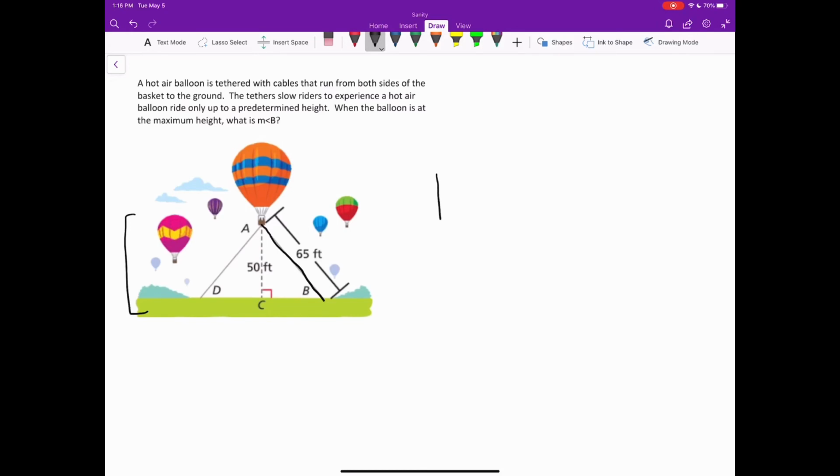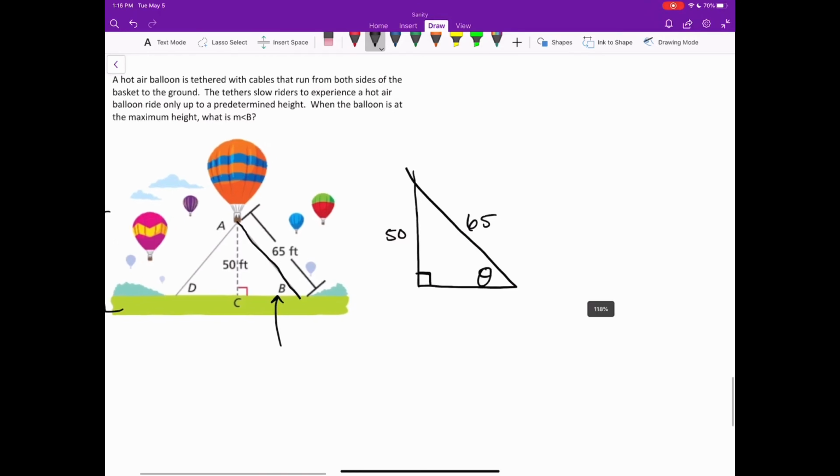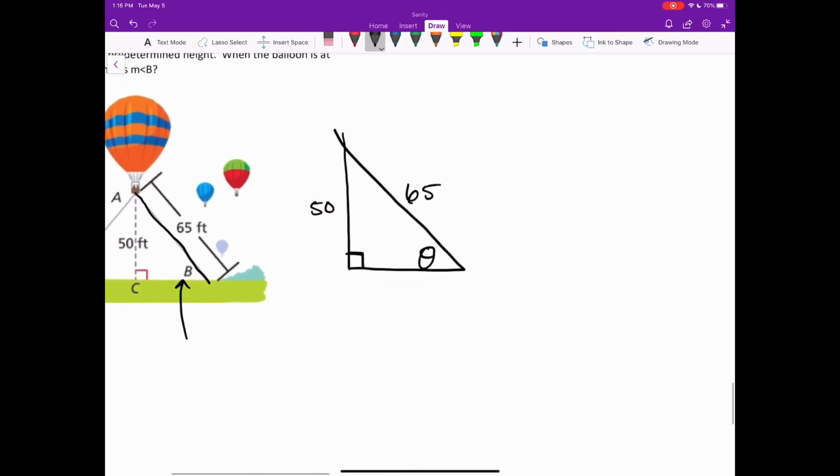I'm just going to bring that triangle out so we can actually see it real quick. And we're asking, what is this angle B? What's the angle that this wire makes with the ground, right? So here's my theta. I have 65 here. We know that this thing is perpendicular to the ground, and we have a maximum height of the balloon of 50. I'm asking, what is the measure of angle B? What's the measure of this theta in our triangle?